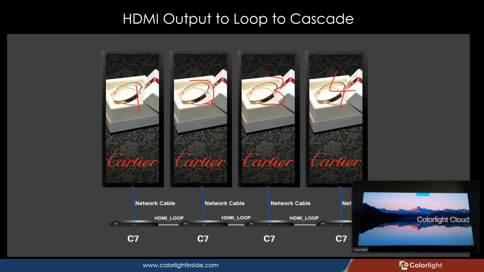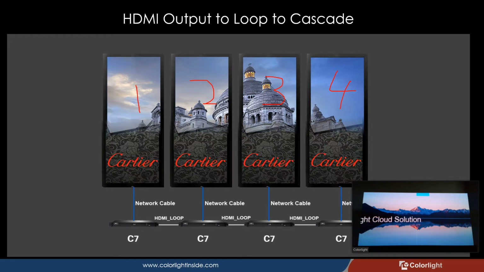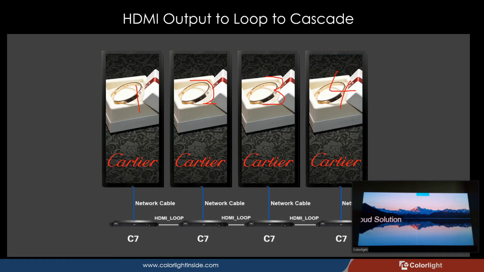Okay, let's see the difference again. The first one, whole picture. The second one, 4 same pictures on the screens. So the HDMI output is designed to loop for cascading. Above is the introduction of the hardware, the C player.